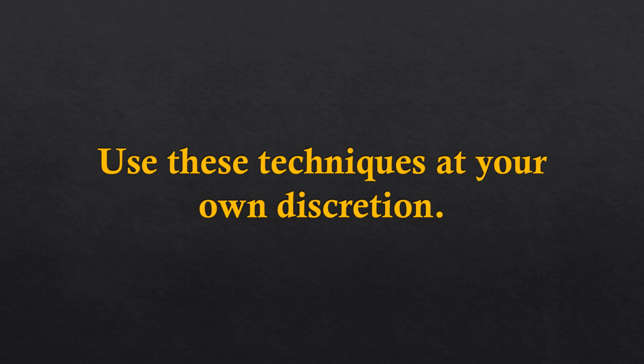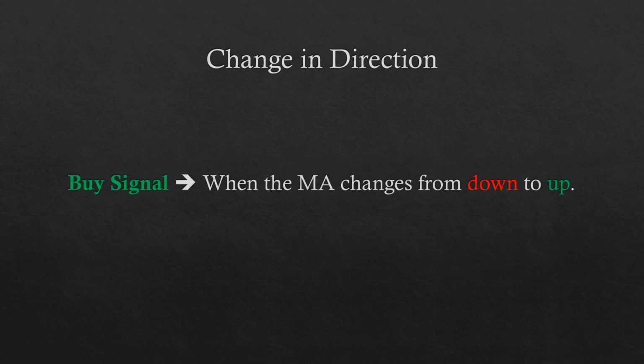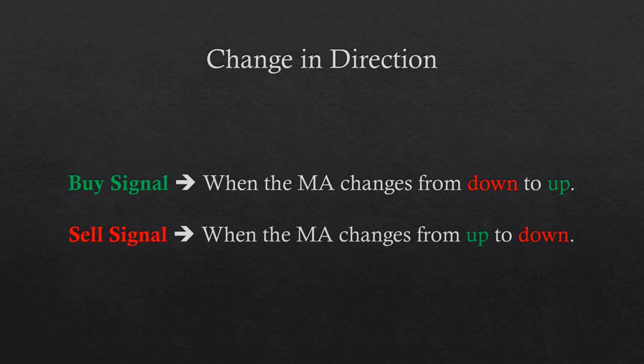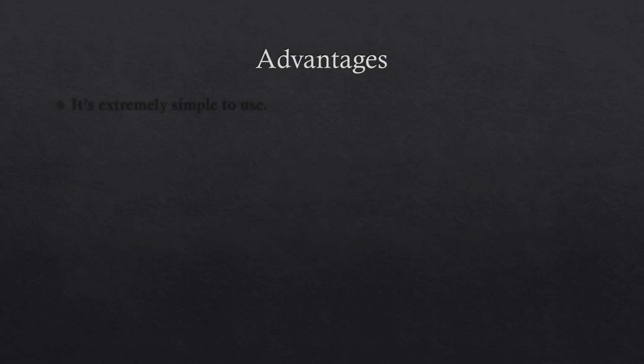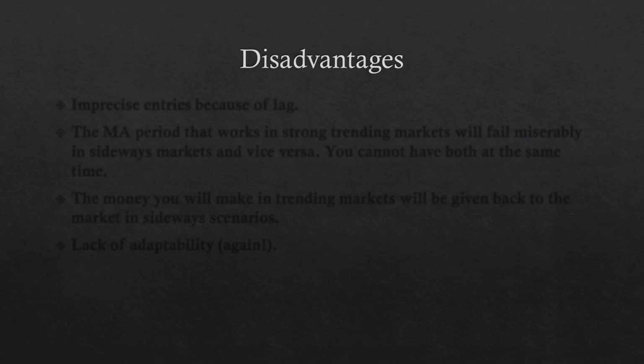The first technique is the one we have been talking about so far, which is to trade according to the change in direction of the moving average. When the moving average is going down and then turns up, there is a buy signal. When the moving average is going up and then it turns down, there is a sell signal. The advantage of this technique is that it's extremely simple to use. There is no need for deliberation as it is perfectly objective. That's the only advantage. When it comes to disadvantages though, the list is a bit longer.